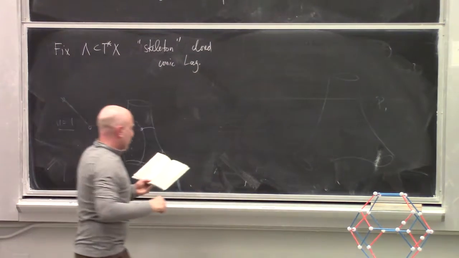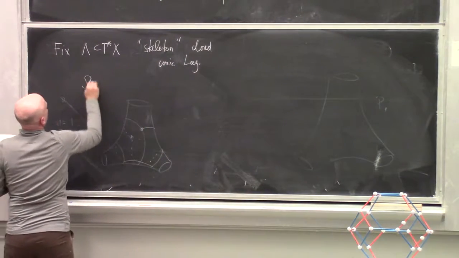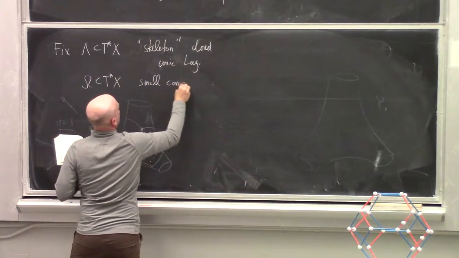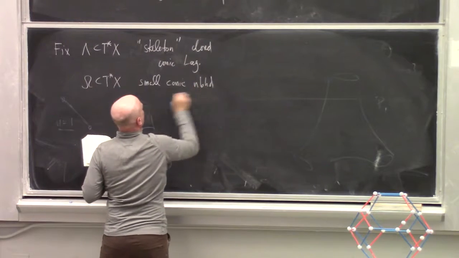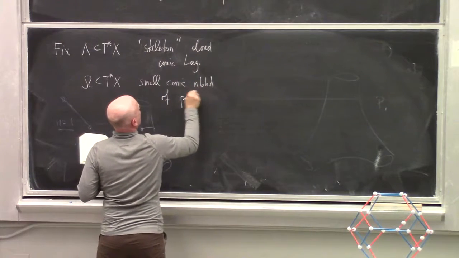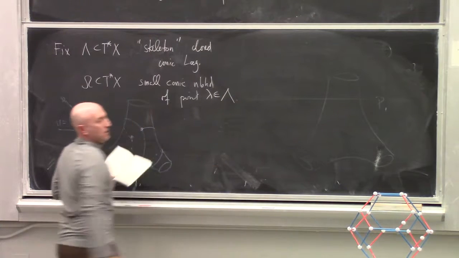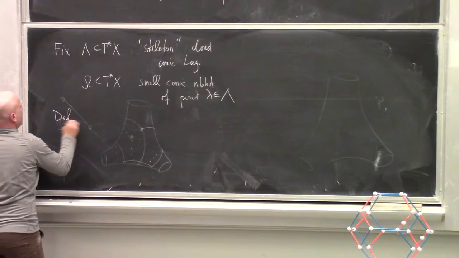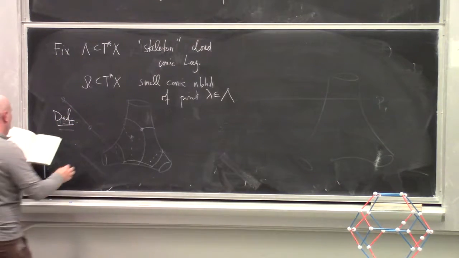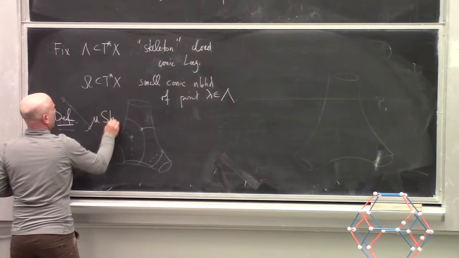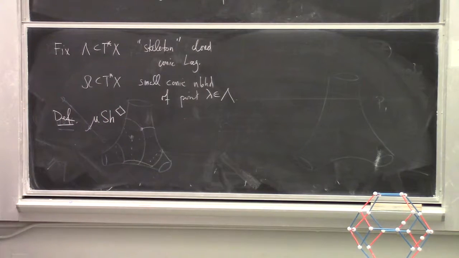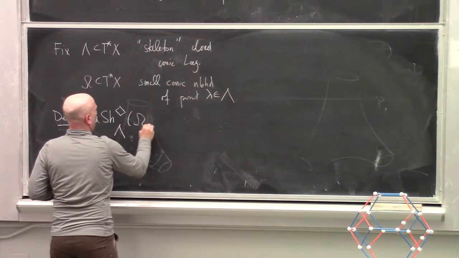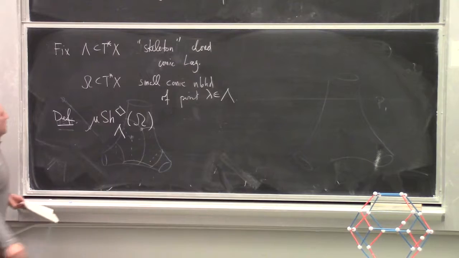And let's also fix Omega inside T*X, a small conic neighborhood of a point, say Lambda inside Lambda. Now I'm going to make a definition of microlocal sheaves on this Omega. So let's define microlocal sheaves, and I'll put the diamond here just to convey that I'm not imposing any condition on their size. Microlocal sheaves along Lambda on Omega is going to be the following.